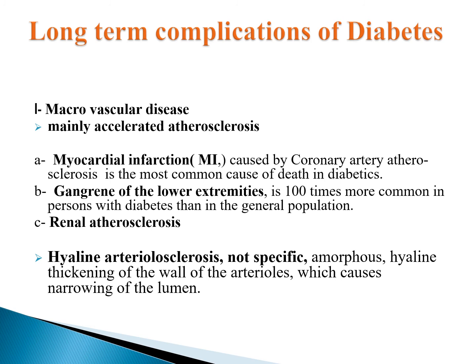Although the renal arteries are somewhat protected against atherosclerosis, in diabetes it occurs, especially at their ostia, at their bifurcation from the aorta. The other type of macrovascular disease is hyaline arteriolosclerosis, which we also see in patients with diabetes, which will lead to thickening of the arteriolar wall and narrowing of the lumen with decreased blood flow and ischemia.